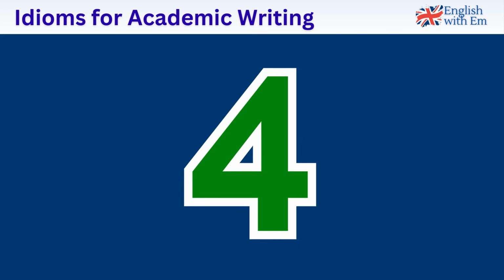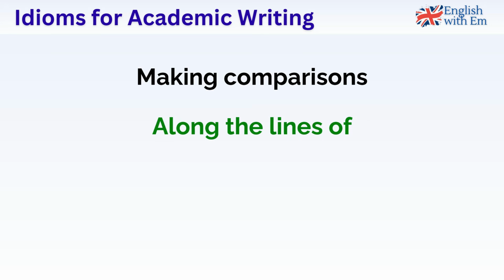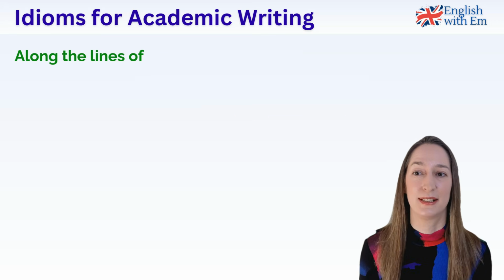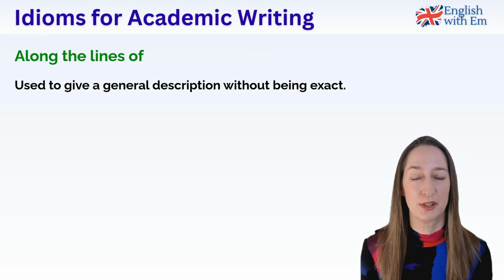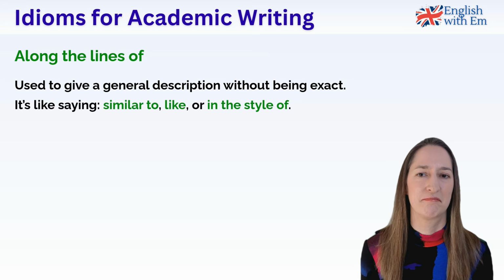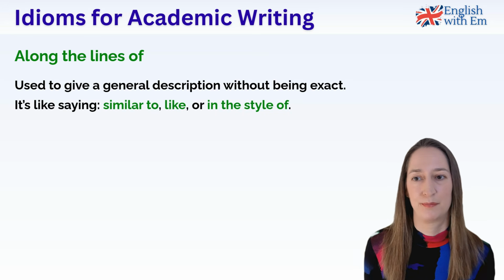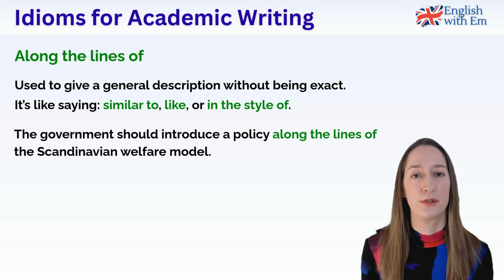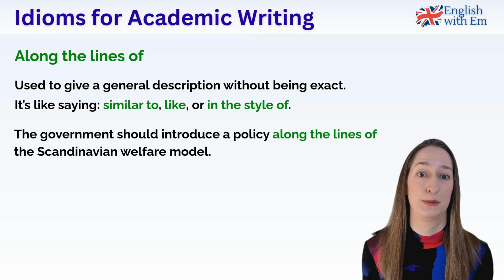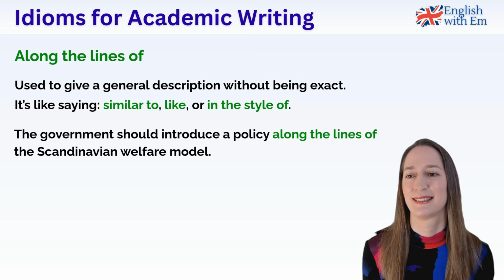Our 4th idiom is used for making comparisons. Along the lines of. So, along the lines of is used to give a general description without being exact. It's like saying similar to, like, or in the style of. The government should introduce a policy along the lines of the Scandinavian welfare model. So, similar to or like.